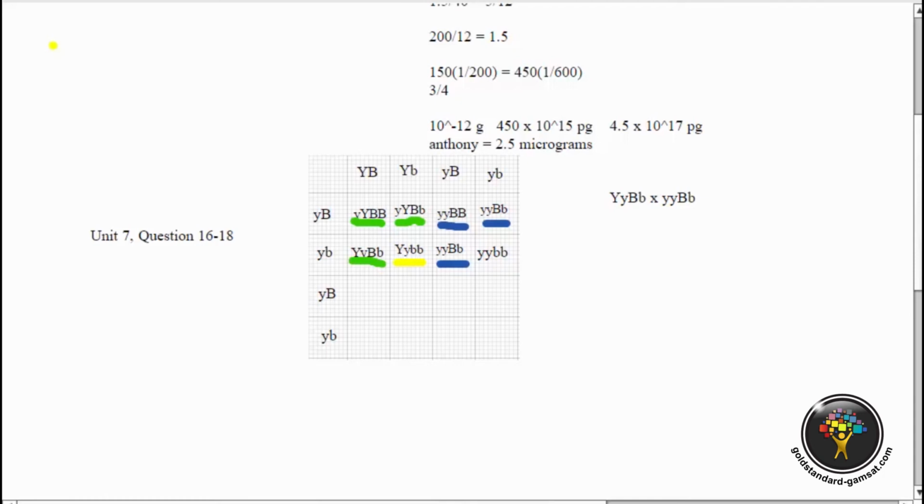So you see from our diagram, without having to do twice the work, we have 3 green, we have 3 blue, we have 1 yellow, and we have 1 that has no color. It's clear, it's white. So that means that for question 17, the answer is C.